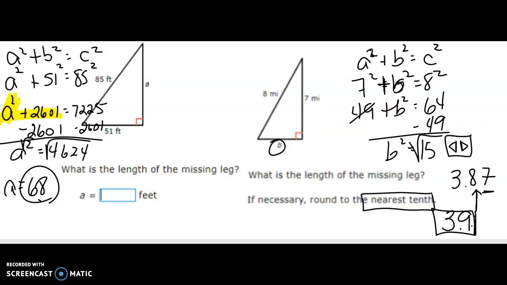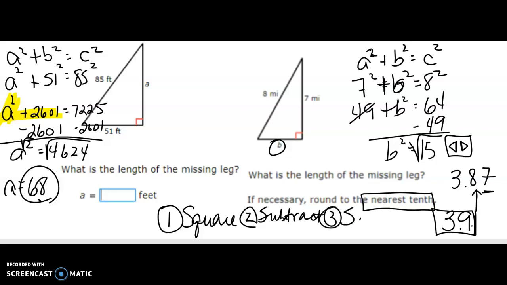Now what did we do? What are the 3 steps to do every single time that we're looking for a leg? We still square, but then we subtract, and then we square root. So the only difference between finding the hypotenuse and finding a leg is the middle number. If you're finding the hypotenuse, you're trying to get a bigger number, so you're going to add. If you're finding a leg, you're trying to find a smaller number than the hypotenuse, so you're going to subtract. But the first step is squaring both of the numbers, and the last step is square rooting those.